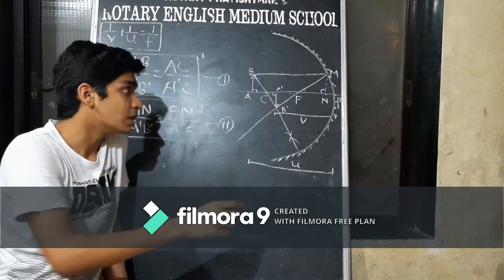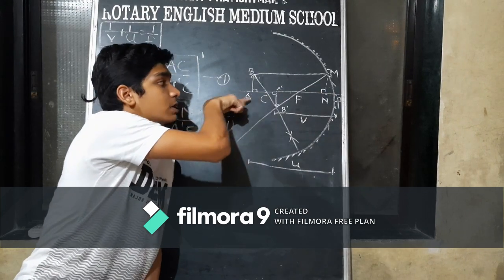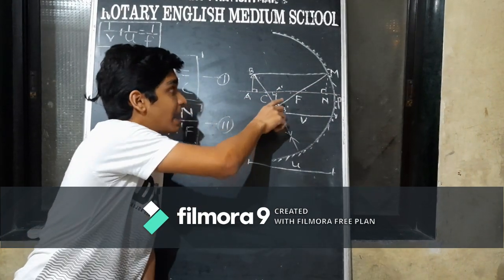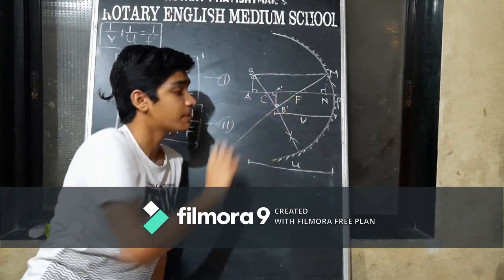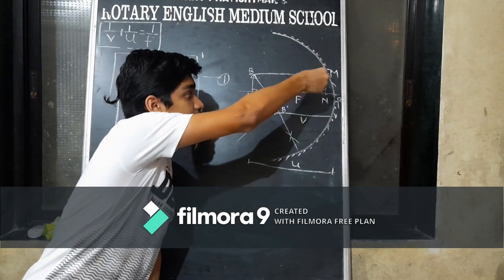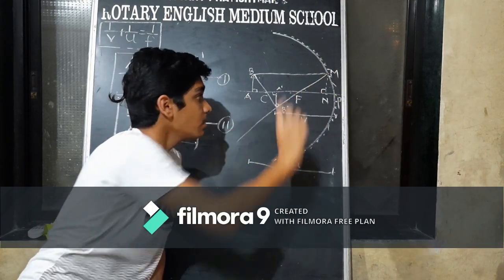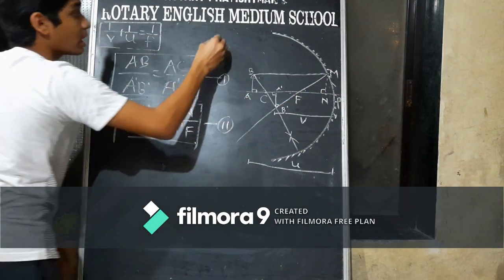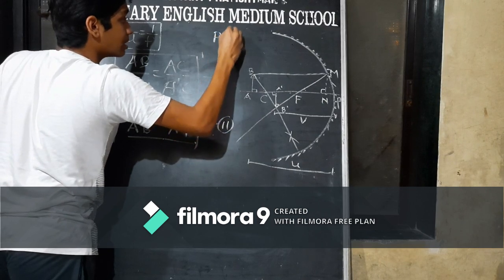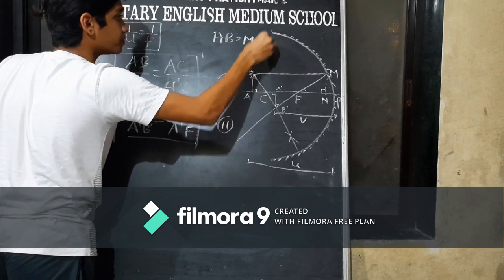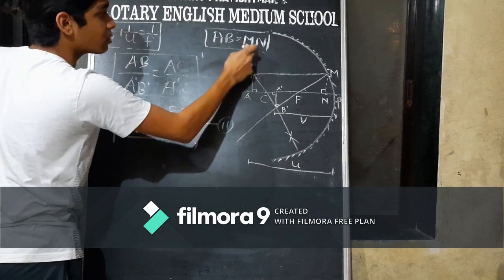Now if you see carefully, this is the principal axis, and this is a ray parallel to the principal axis. So the perpendicular distances between them will be equal. So AB should be equal to MN. Write this: AB equals MN.